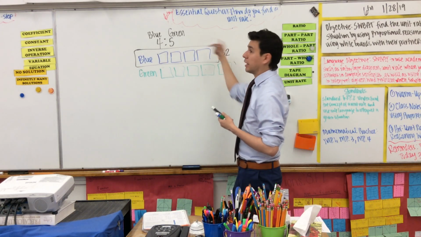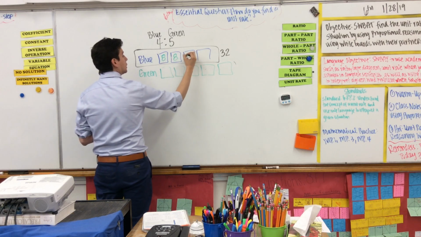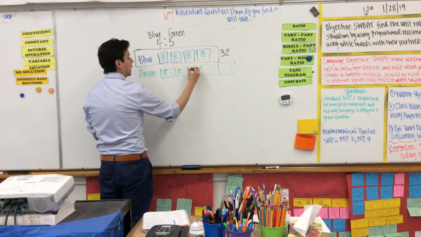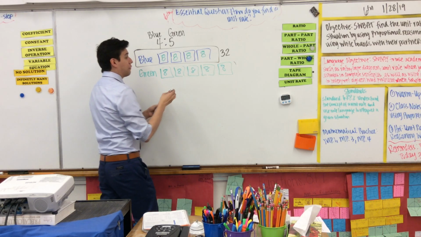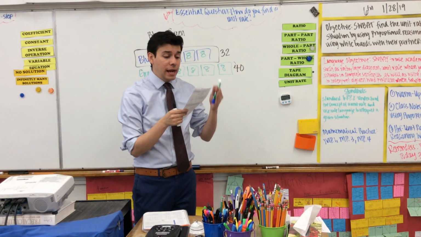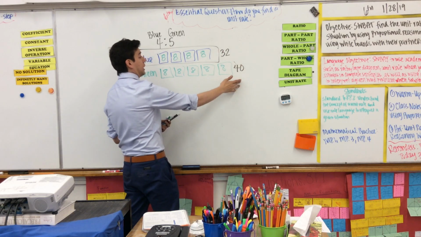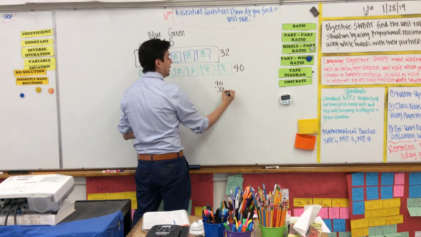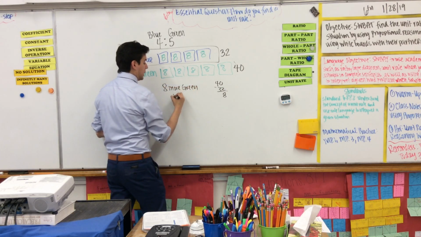I have 4 boxes, divide 32 by 4, and you should be getting 8. 8, 8, 8. That means these down here are also 8. So I have 1, 2, 3, 4, 5 boxes. Therefore, I have 40 green pieces. But that's not what the question asked. The question asks, how many more green pieces are there? So if I have 40 green and 32 blue, the only thing I have to do is subtract them. 40 minus 32 is equal to 8. So I have 8 more green pieces.